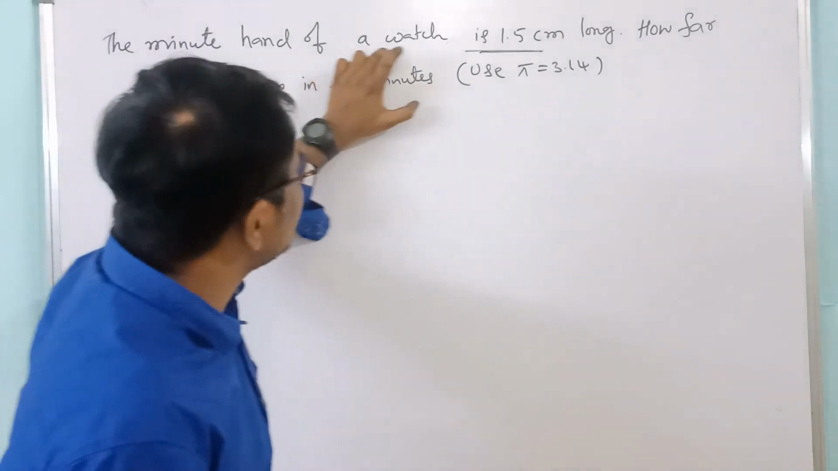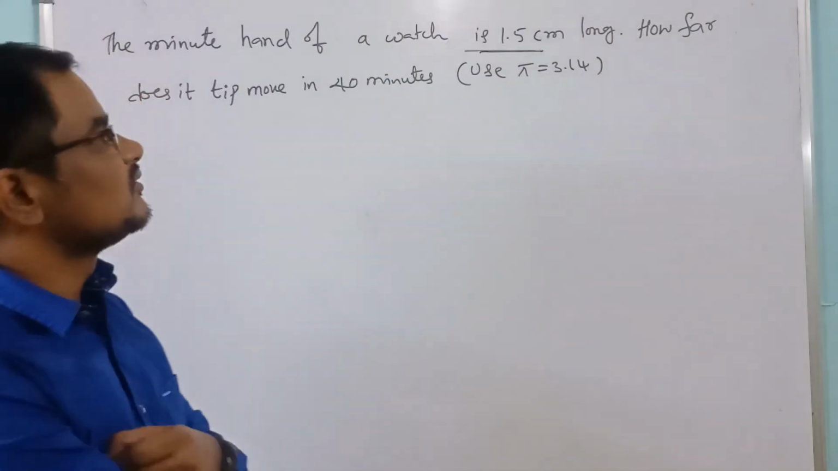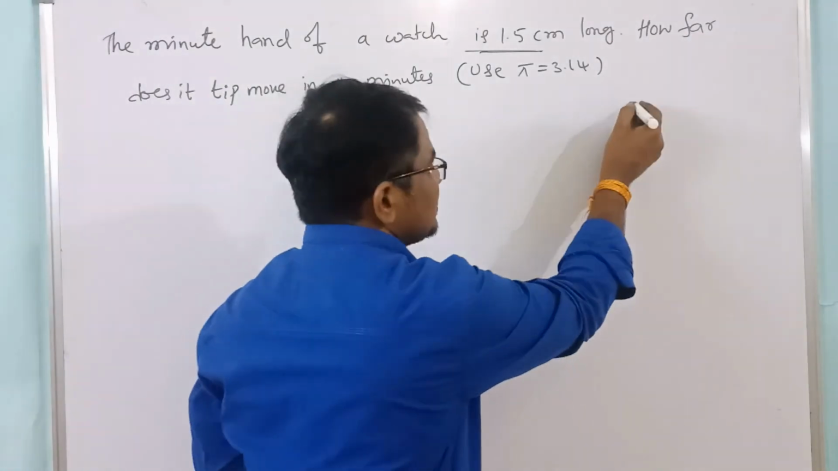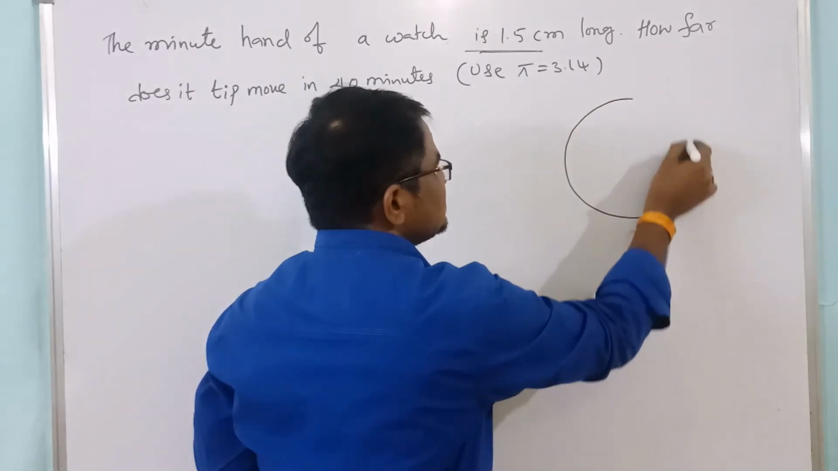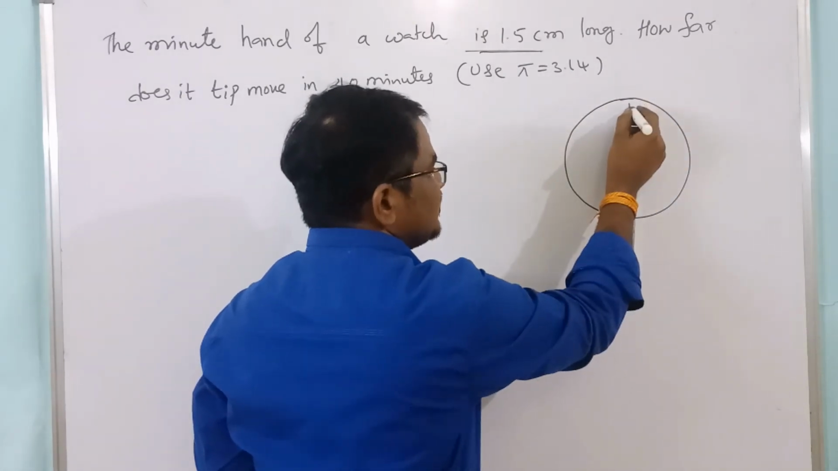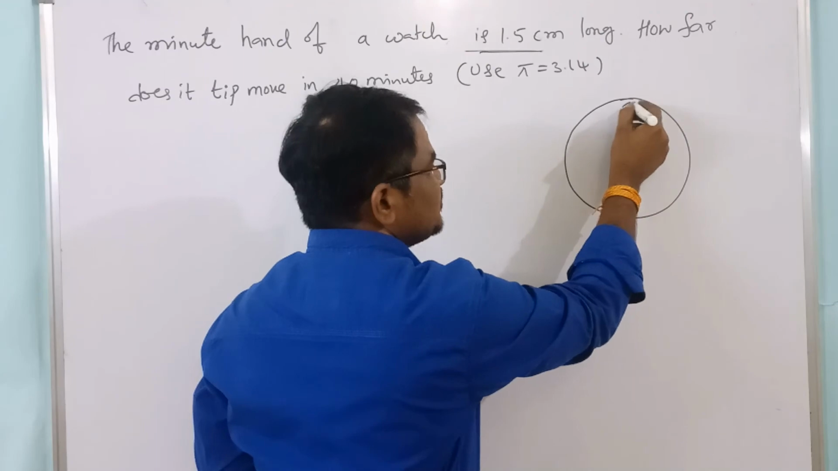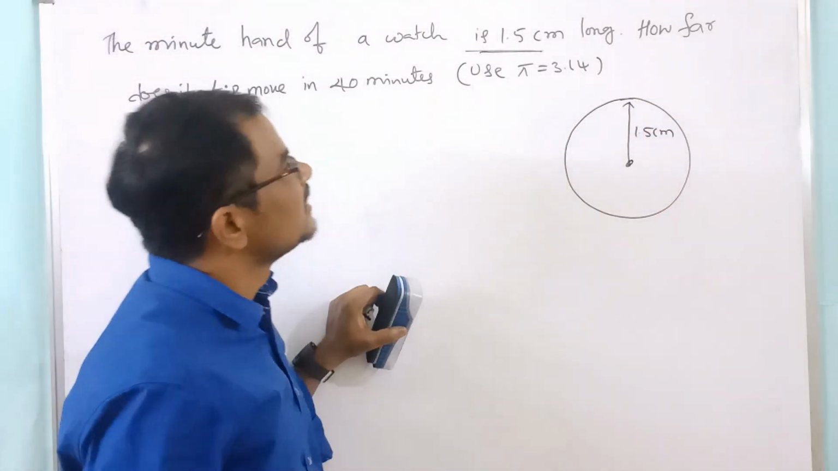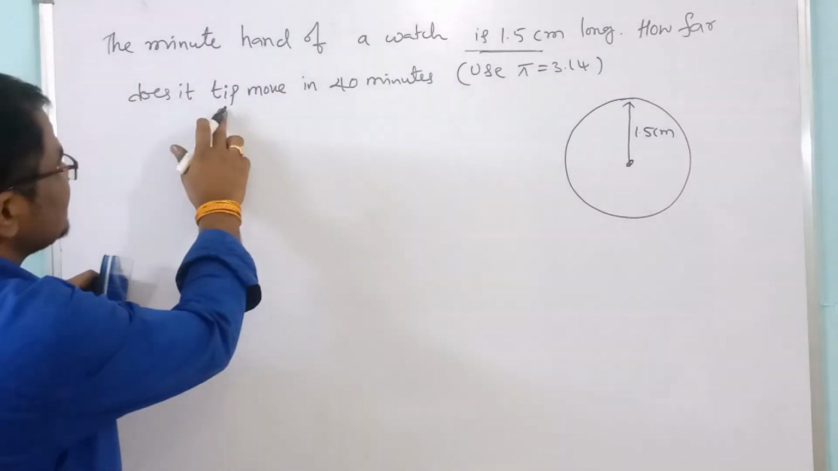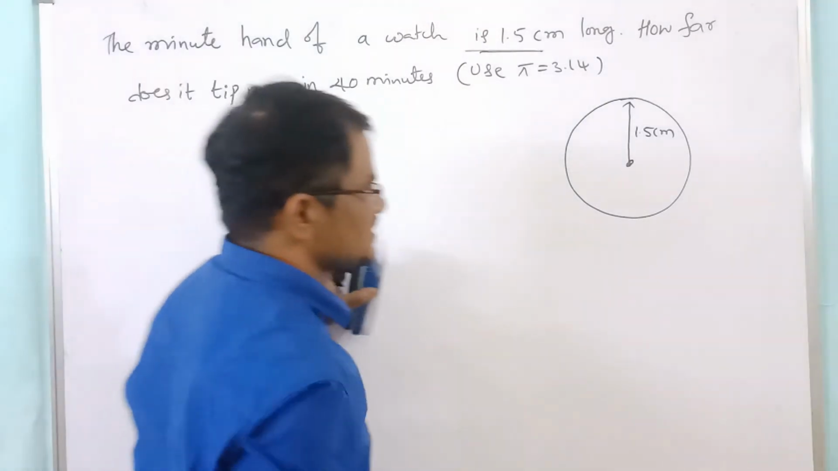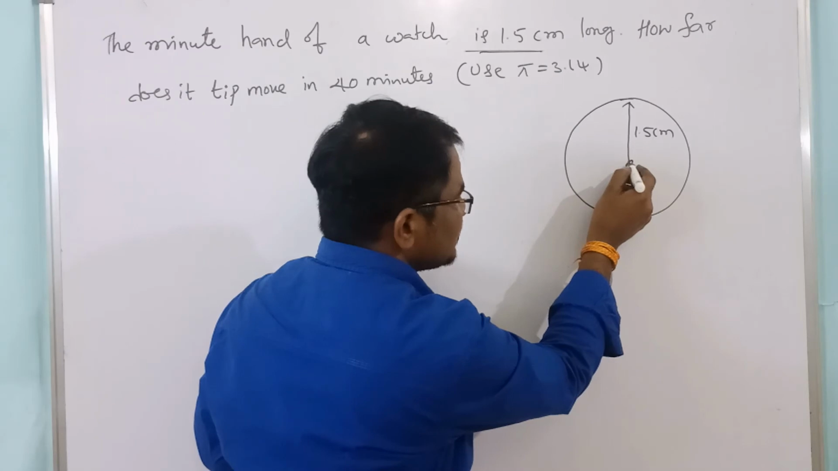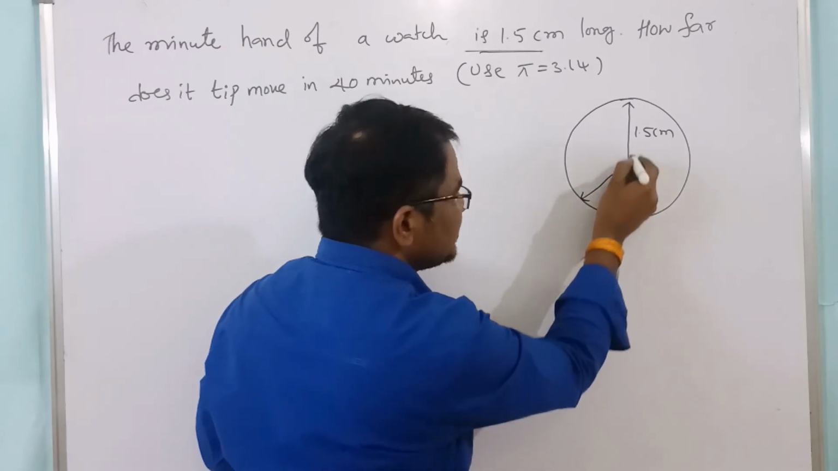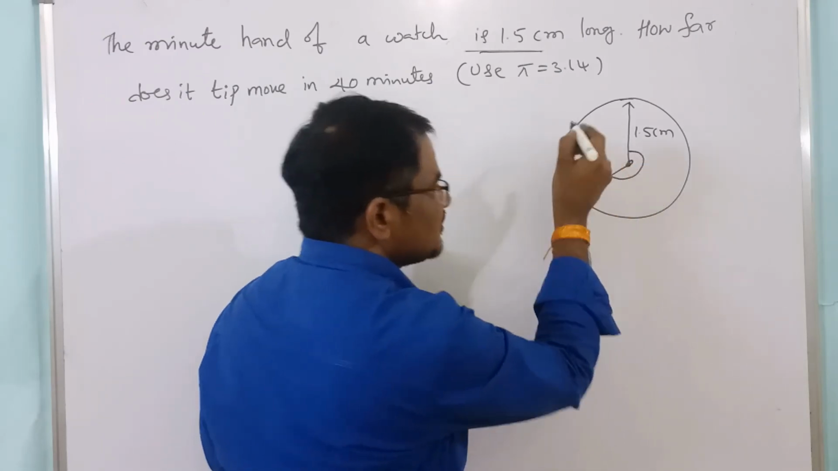The minute hand of a watch is given as 1.5 centimeters long. Suppose this is a clock or watch. If you take the minute hand, how much is given? 1.5 centimeters is given, right? Now, how far does its tip move in 40 minutes? Suppose like this, it moves 40 minutes.